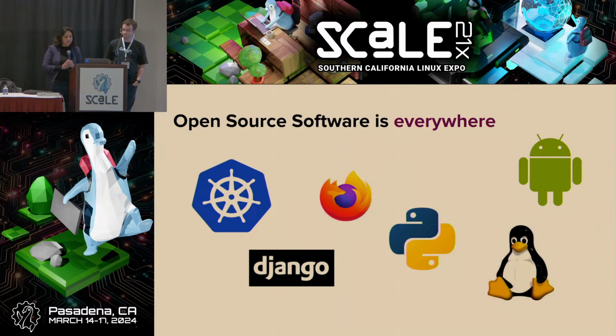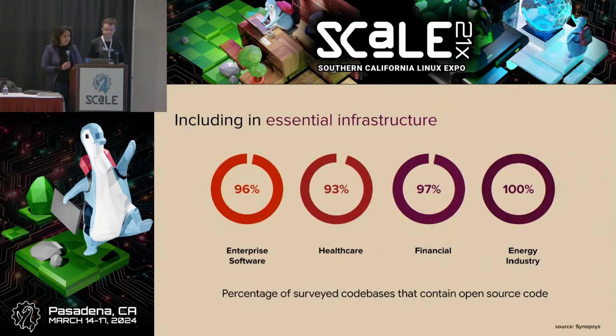So open source is everywhere, including in essential infrastructure. This slide shows data from a survey of different industries, outlining how many of their code bases used open source code. Turns out, almost all of them do.